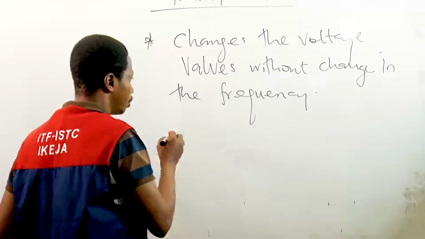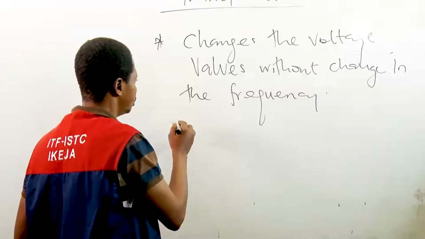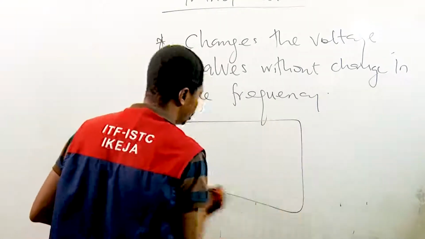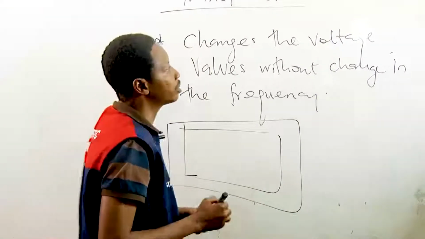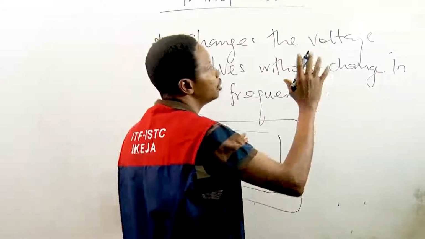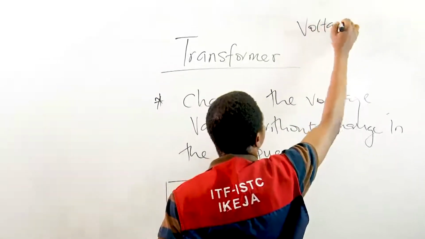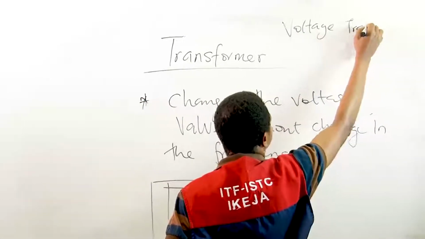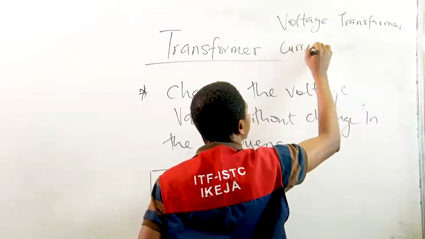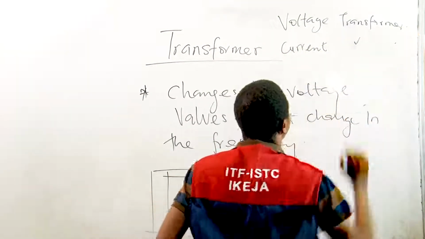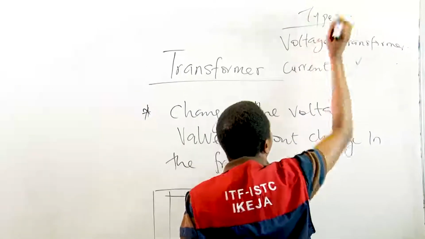So, because of that, we have types of transformer. Basically, when we are talking about types of transformer, we have two major types of transformer. We have what we call voltage transformer and current transformer. So these are the types of transformer.